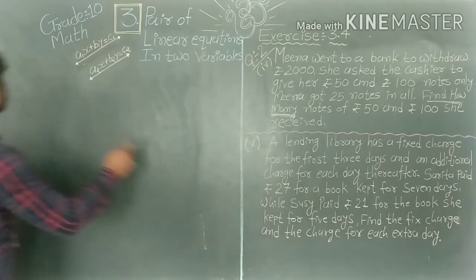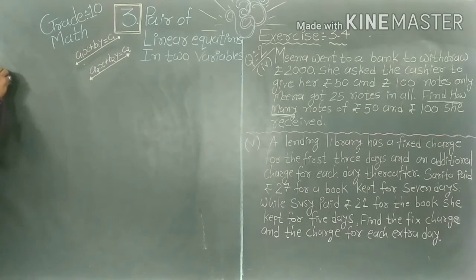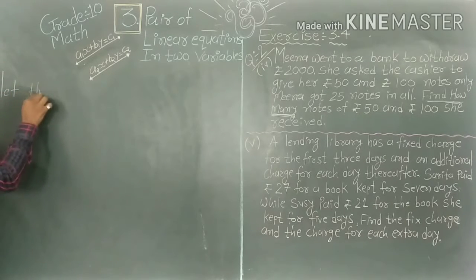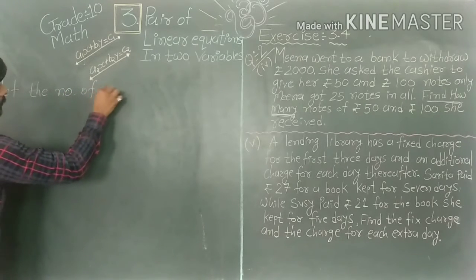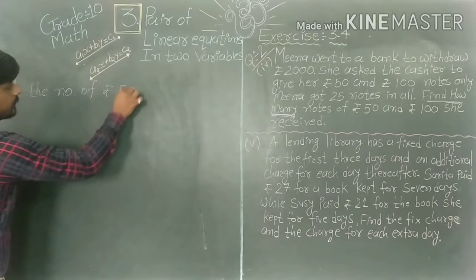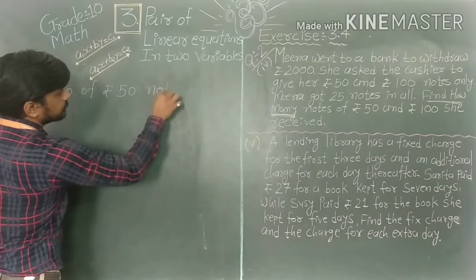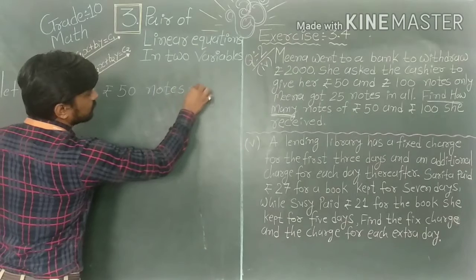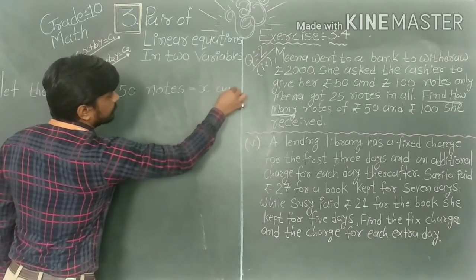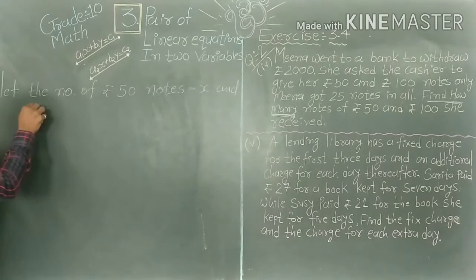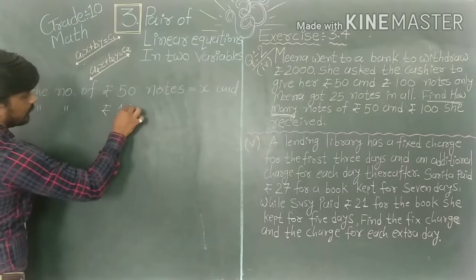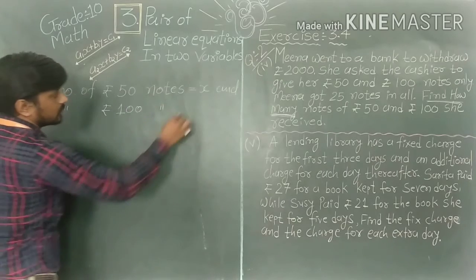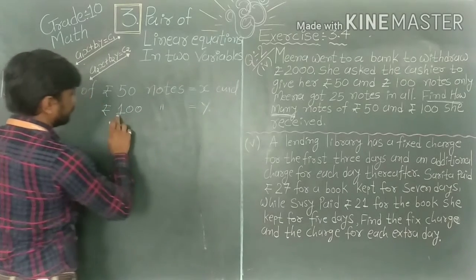First of all, I consider: let the number of rupees 50 notes be equal to X, and the number of rupees 100 notes be equal to Y.